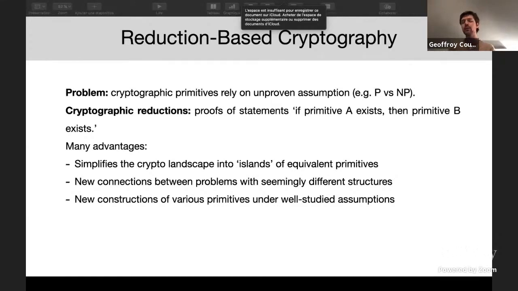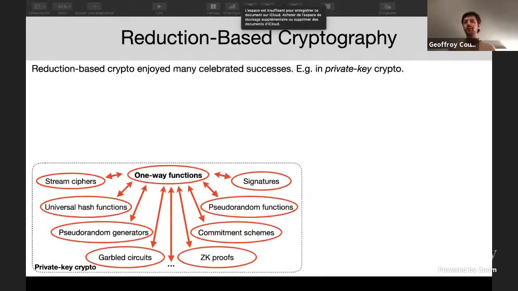on unproven assumptions, like assuming P not equal to NP. So proving such reductions simplifies the crypto landscape and allows us to derive new connections between primitives and to achieve new constructions. Reduction-based cryptography enjoyed many celebrated successes in the past. For example, in the area of private key cryptography, a sequence of celebrated results in the 90s managed to show that essentially all private key crypto primitives are equivalent. So stream ciphers, universal hash functions, commitment schemes can all be reduced to the existence of one-way functions, the most basic object of cryptography.